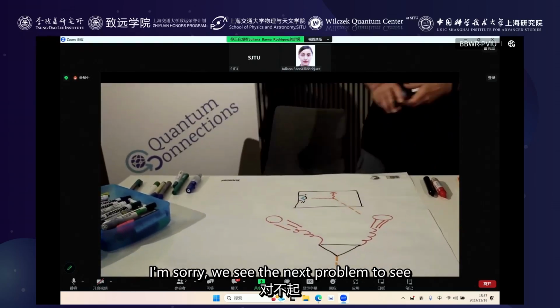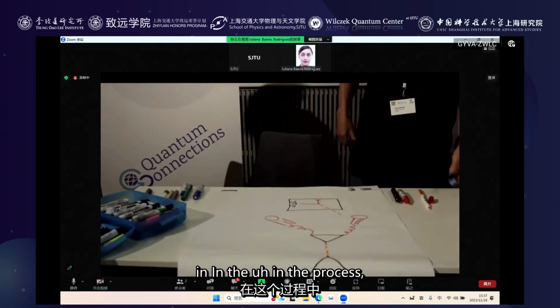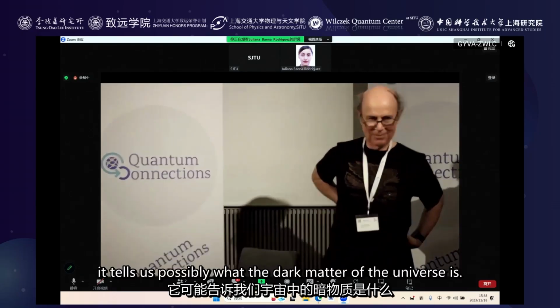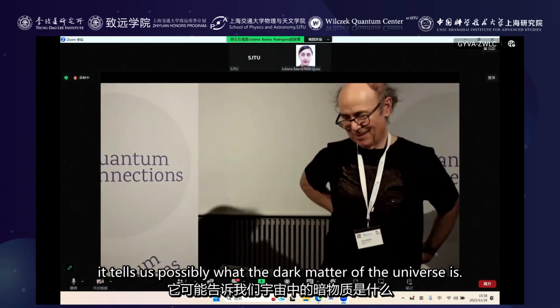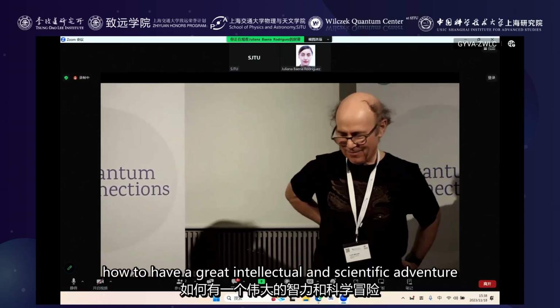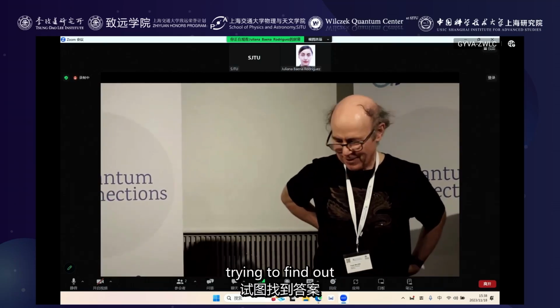QCD makes a problem, QCD solves a problem, and in the process, it tells us possibly what the dark matter of the universe is, and in any case, how to have a great intellectual and scientific adventure trying to find out.